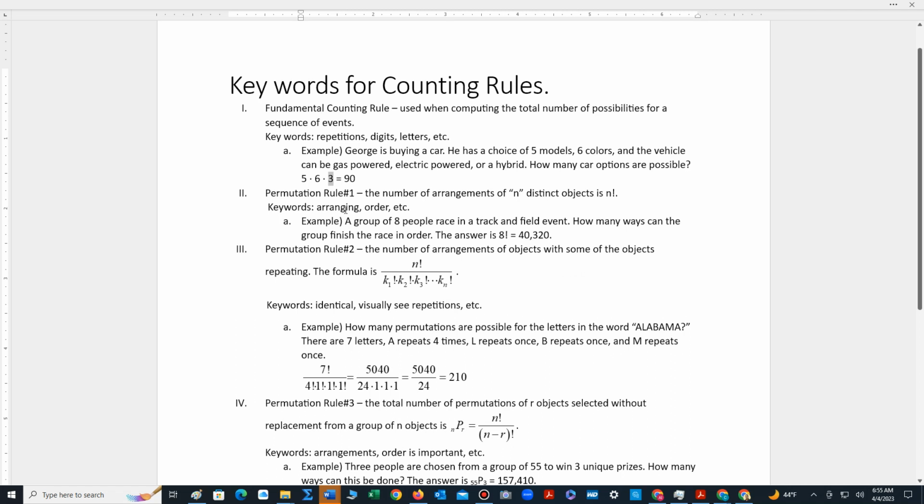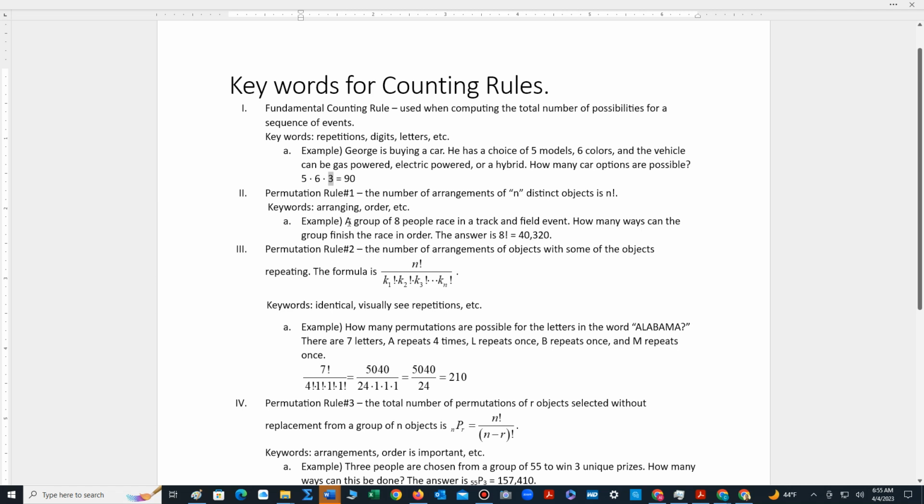Permutation rule number 1. The number of arrangements of n distinct objects is n factorial. The factorial just means to multiply all the whole numbers from n all the way down to 1. Keywords: arranging, order. We're using all the objects that are given to us.